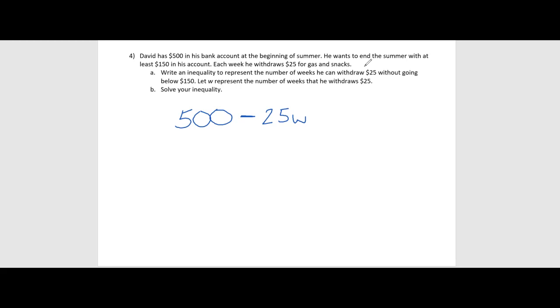Now we know that this amount of money, he wants to have at least 150. So he wants to be at 150 or above. So this quantity right here is the amount of money that he's going to be left with in his account. He wants that to be greater than or equal to $150. Right? So that's why we're using greater than or equal to here. Now we just need to go ahead and solve. So we're trying to get W by itself. I'm going to subtract 500 from both sides.